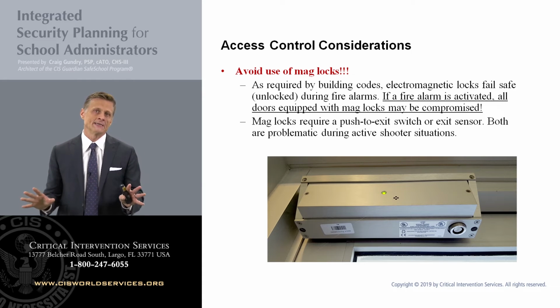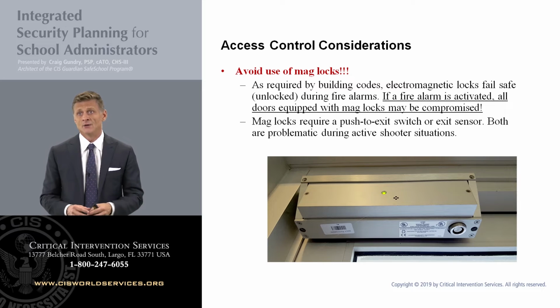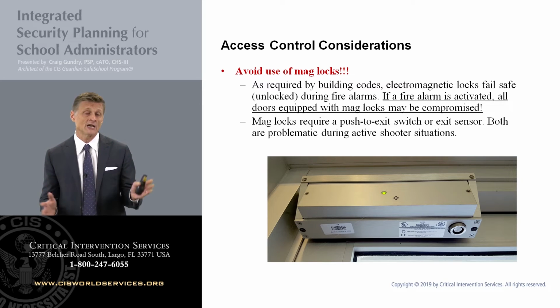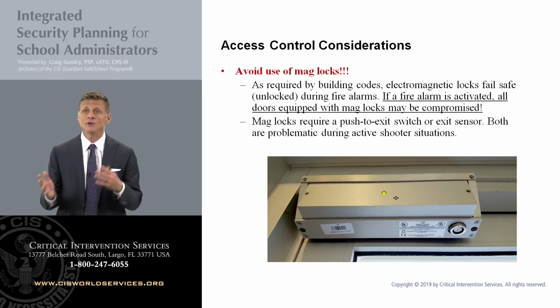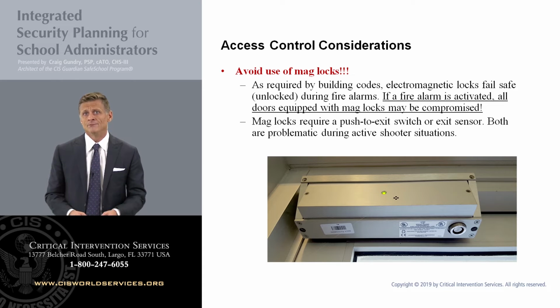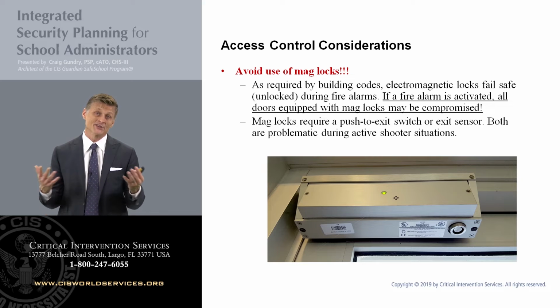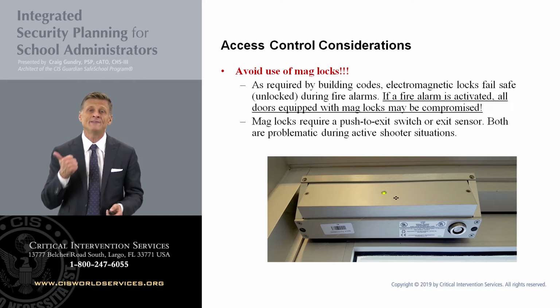Well, first let me say, electromagnetic locks are very versatile. They can be easily installed on existing doors in retrofit situations, regardless of frame type, regardless of door leaf type, and other similar types of factors that often limit the hardware options that are available to us. The big problem that I have with electromagnetic locks, actually there's a couple problems. First of all, they fail safe during fire alarms.